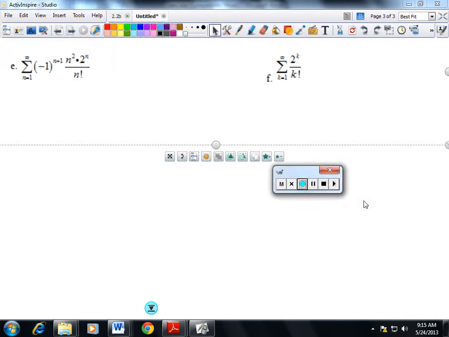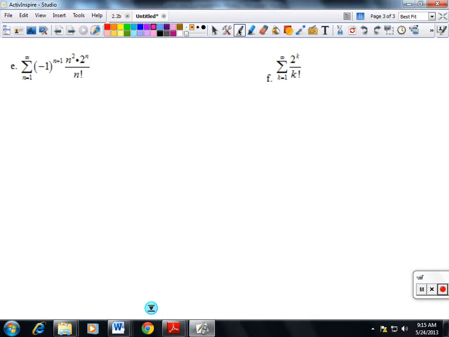Okay, this is ratio test number 2. And now we're actually going to be looking at some that have factorials in them. Now the ones with factorials are a little trickier. You just have to realize a couple of things.